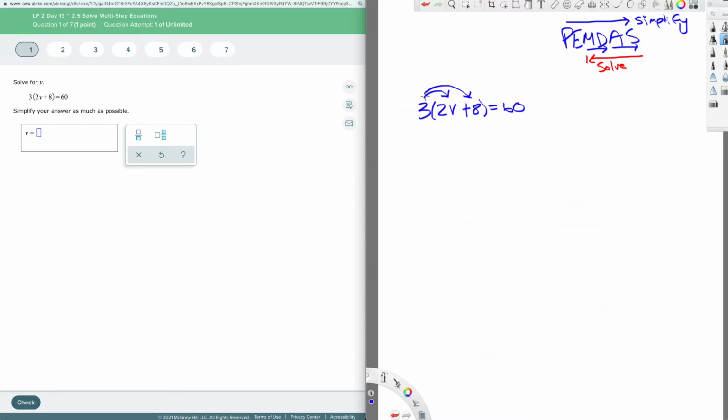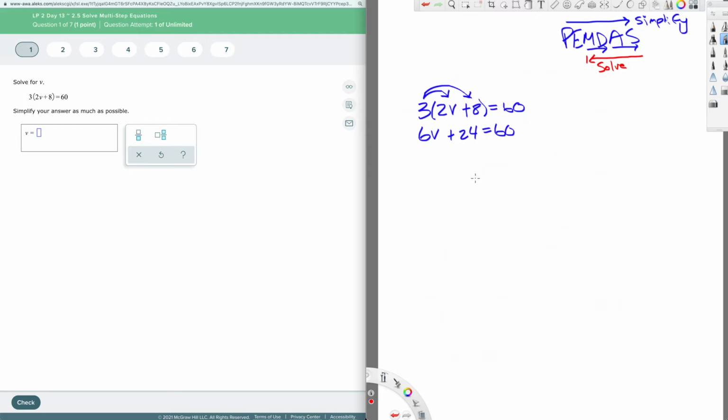So we have 3 times 2v is 6v, plus 3 times 8 is 24, equals 60. So I'm completely simplified now. I don't have exponents. There's no multiplication or division that I can do on one side of the equal sign, and there's no addition or subtraction that I can do on one side of the equal sign. So I am at my solve stage here.